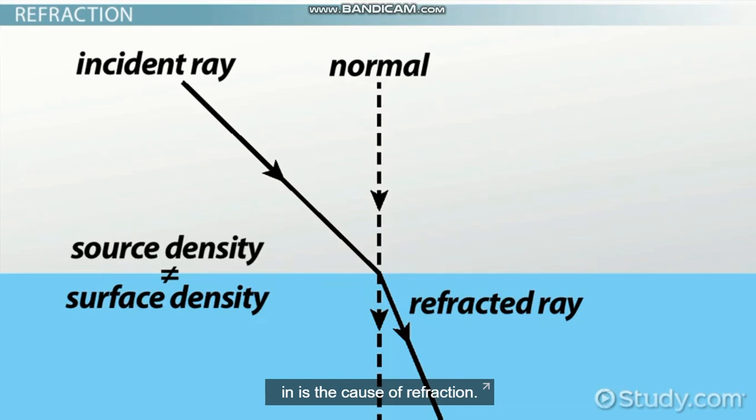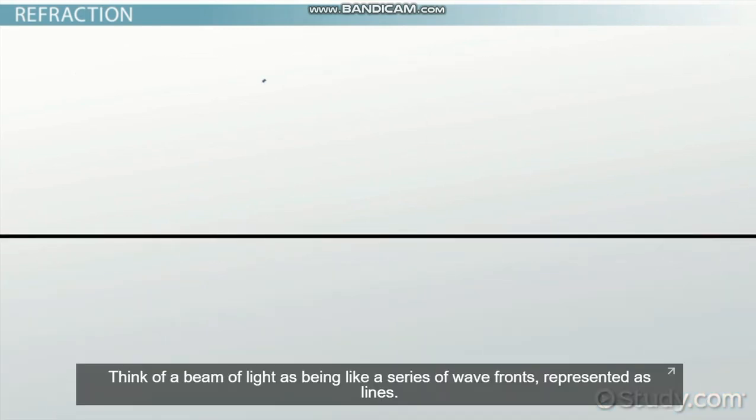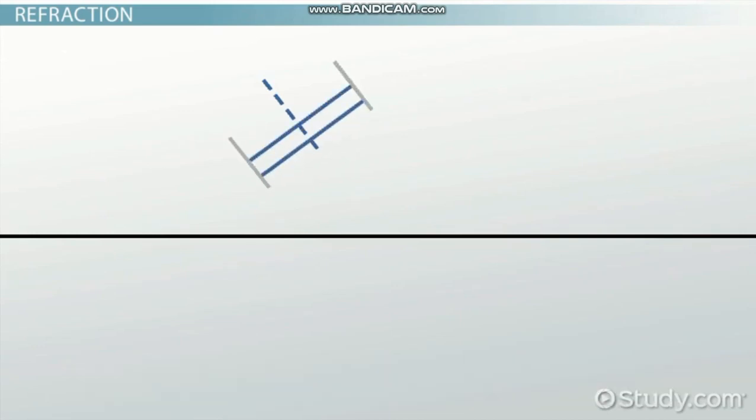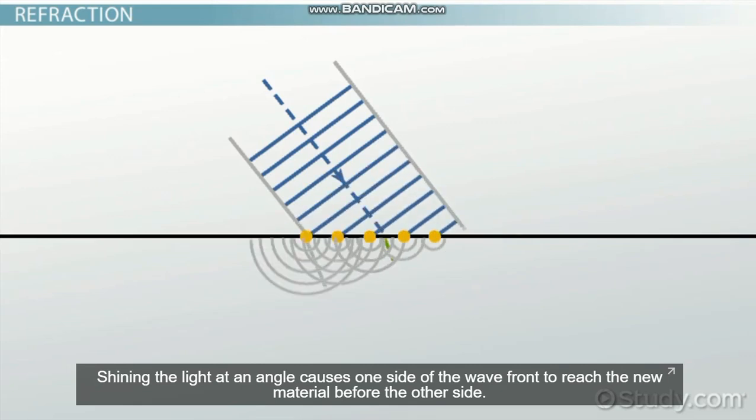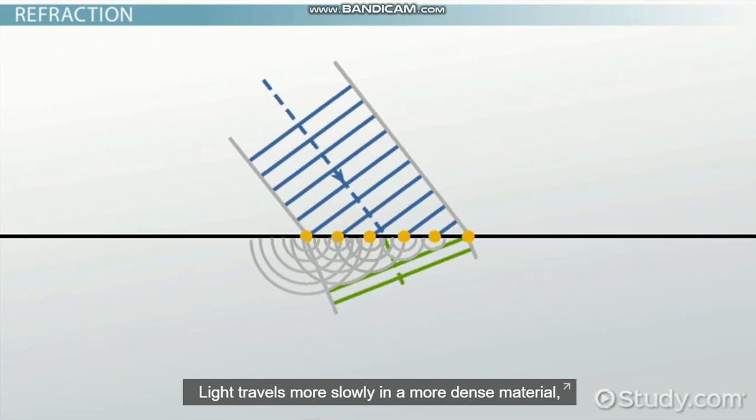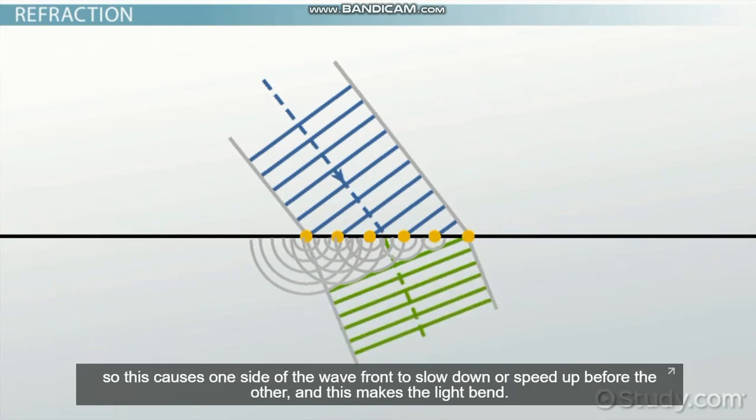of refraction. Think of a beam of light as being like a series of wave fronts, represented as lines. Shining the light at an angle causes one side of the wave front to reach the new material before the other side. Light travels more slowly in a more dense material, so this causes one side of the wave front to slow down or speed up before the other, and this makes the light bend.